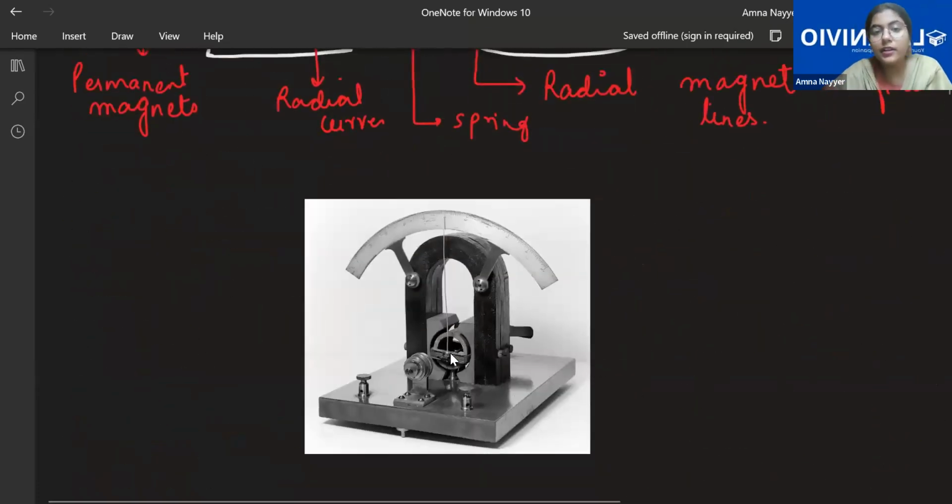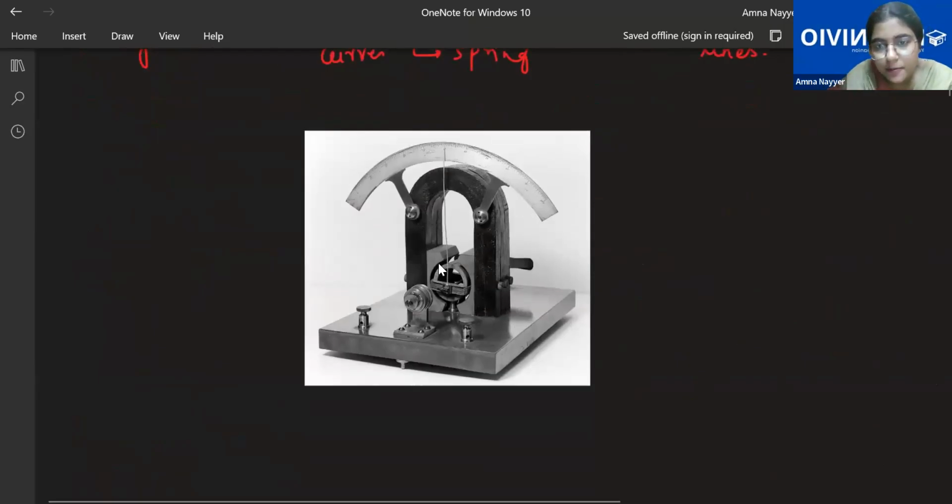See, this is how it really looks. Can you see this part? These are the radial magnetic fields present. Look, the bar magnets are there. They provide the radial magnetic field. Here, can you see the circular soft iron core? This part is the soft iron core. And these are the wire wrappings here.